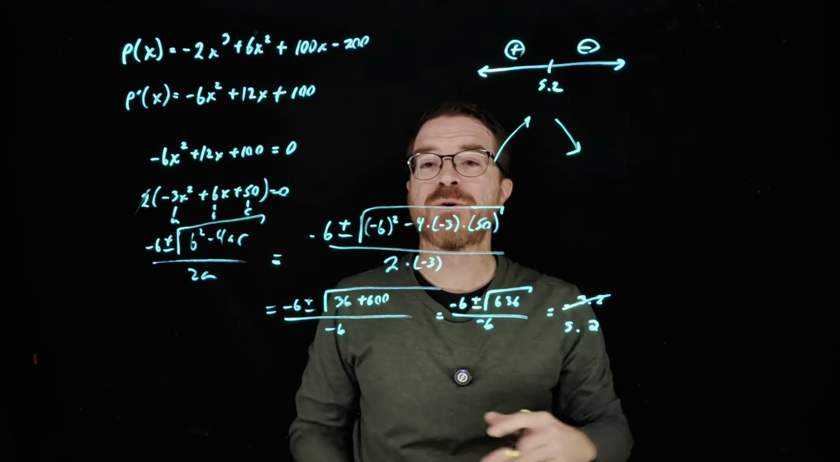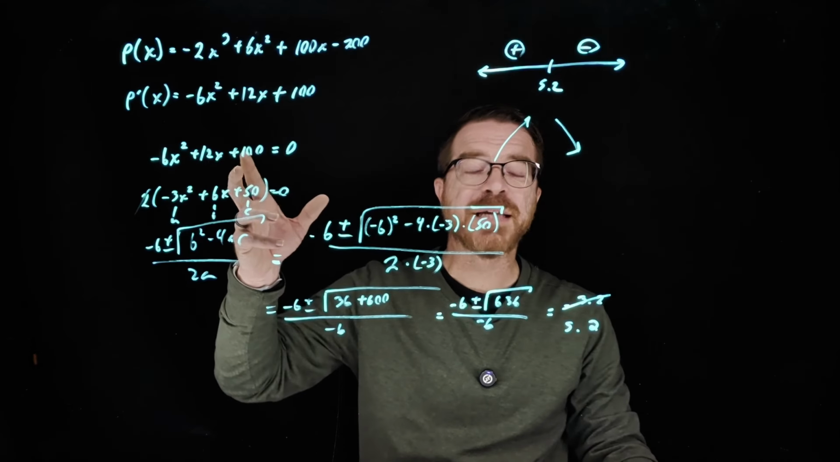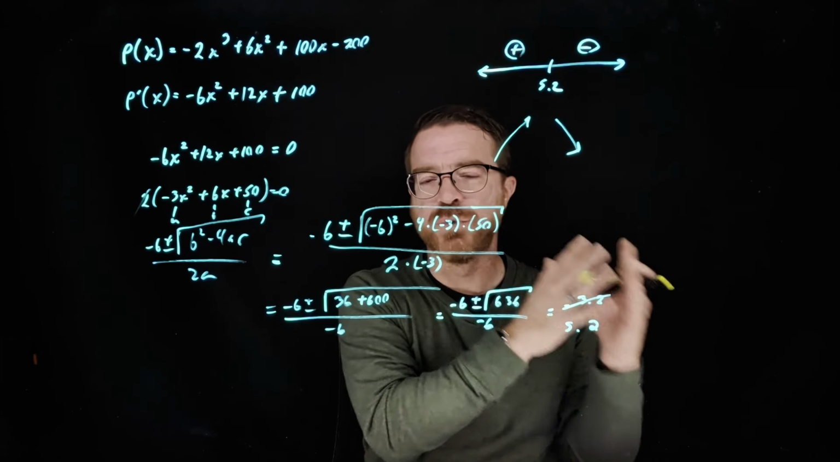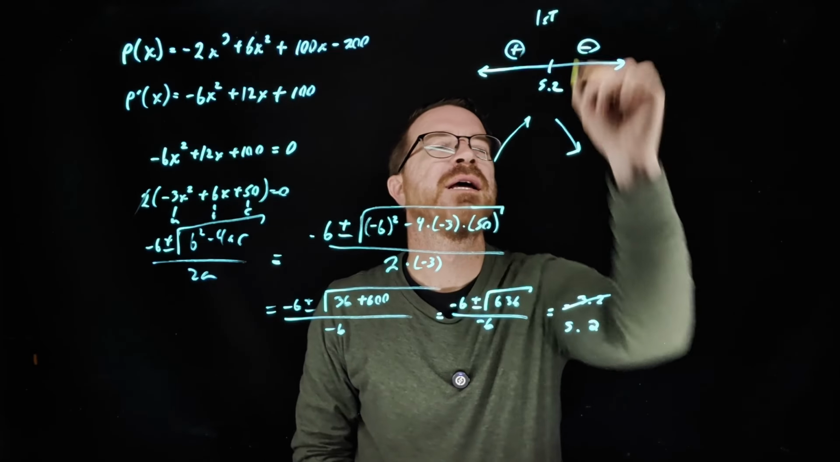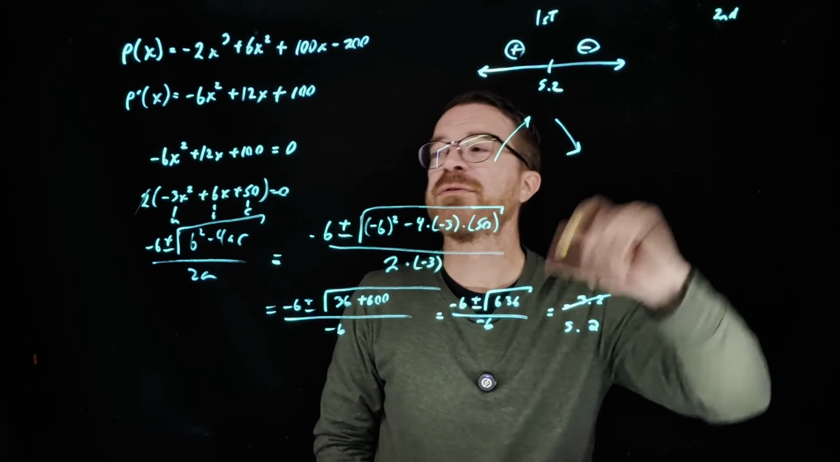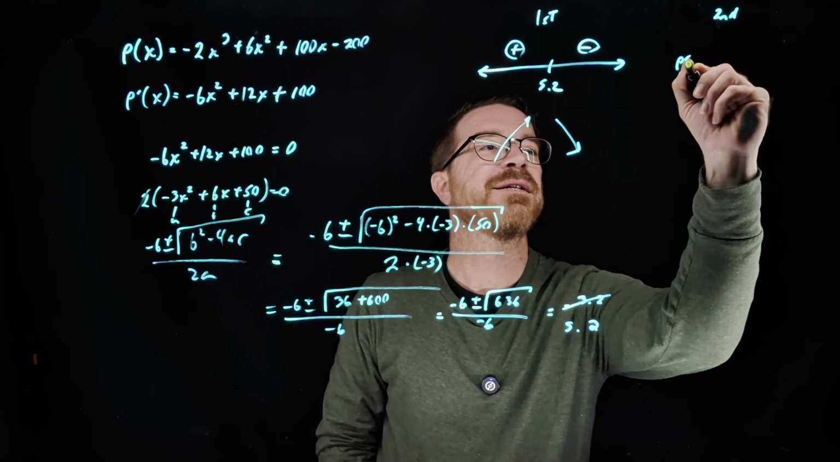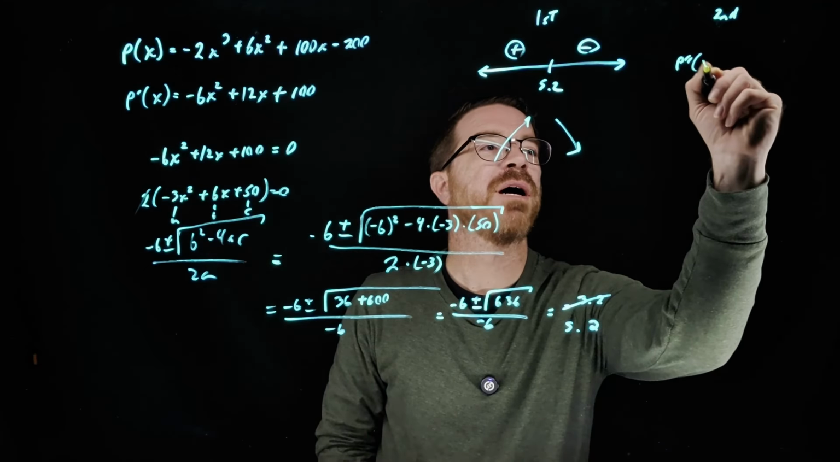The next thing we need to do is my second derivative test, which realistically you'd only have to do one, but I want to show you that you could do both, right? This is our first derivative test. This is our second. So our second derivative test, we're going to take the second derivative of our price function. So this is going to become minus 12x plus 12.